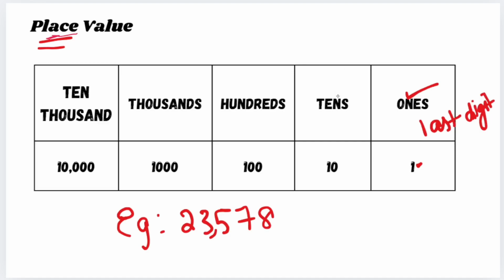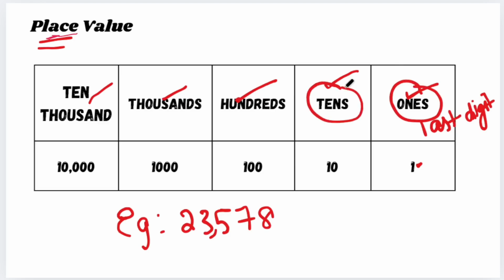Then the last one's next number is tens. Then hundreds, thousand, 10,000. This is a basic place value table. The last digit will be ones, the next digit will be tens, the next digit will be hundred, thousand, 10,000. The last digit is in the place of ones, the next digit is in the place of tens, and the remaining digits are in the place of hundred, thousand, 10,000.